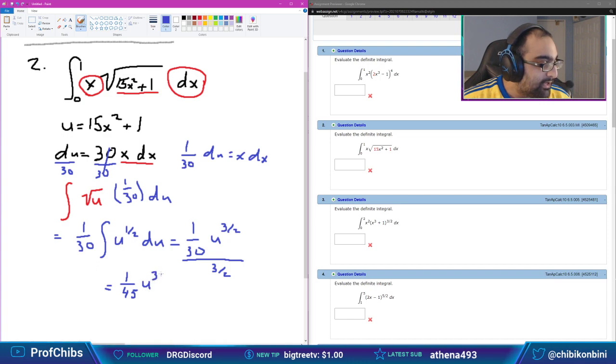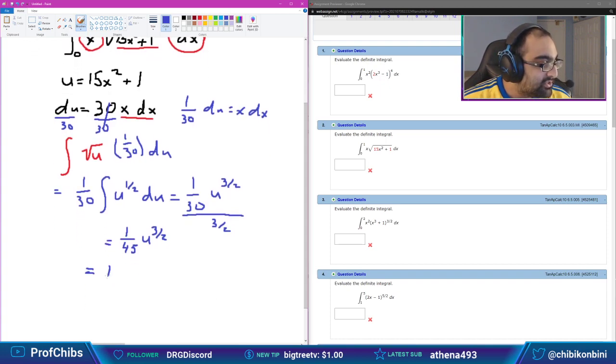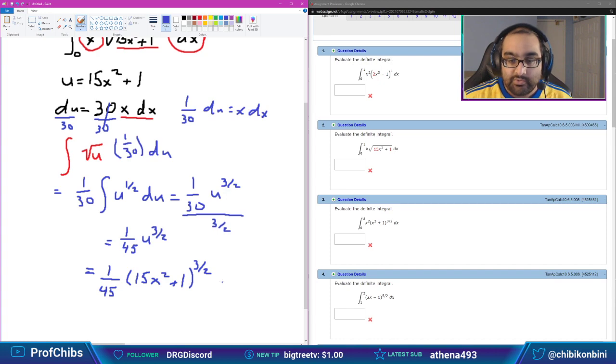u to the 3/2. And then you would do the same thing you did last time here: replace whatever you defined u as. So you would get your answer here for integration: 1/45 (15x squared plus 1) to the 3/2 power. Technically, this is what you would get here after everything is said and done.